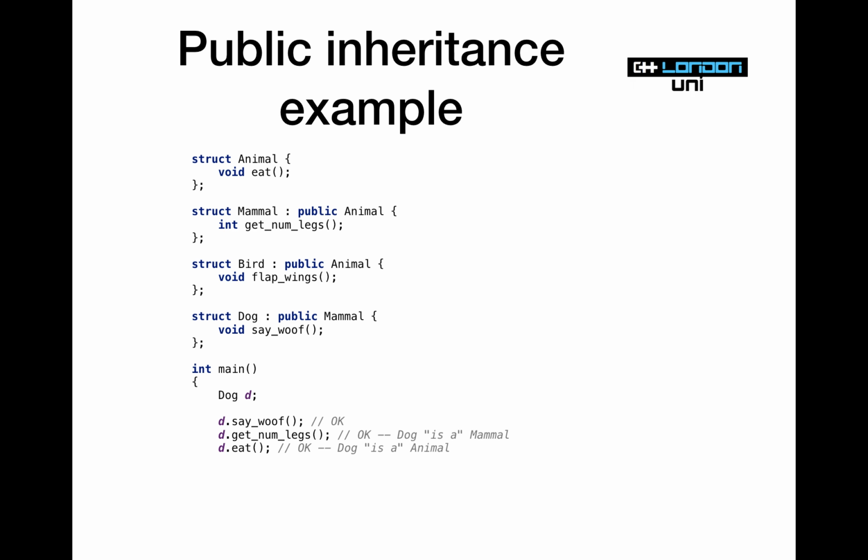What we can't do, however, is try to say, dog, flap your wings. Because unless you've been doing horrible genetic experiments, dogs don't have wings, right? A dog is not a kind of bird. Because bird doesn't exist anywhere in this inheritance chain, as we call it. So the inheritance chain goes dog, mammal, animal. None of those are birds. Therefore, it doesn't have this flap wings member function.